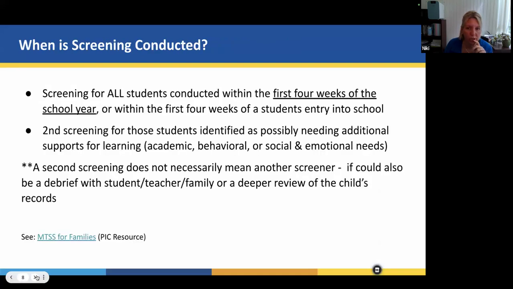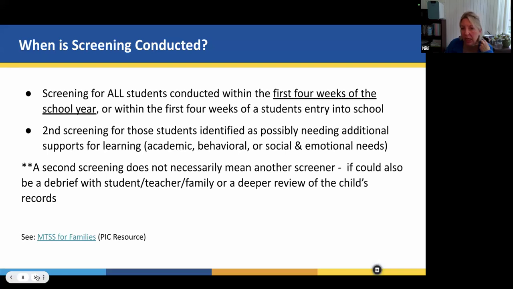The regulations also say when we should be screening. So we need to make sure that all of our students, including our students with disabilities, are screened within the first 4 weeks of the school year. Again, it doesn't necessarily mean that we need to be delivering a screener to all kids within the first 4 weeks. We just need to make sure that we're looking at all of our students within the first 4 weeks to determine what kinds of supports are most appropriate for our students.